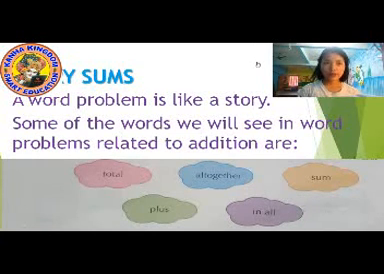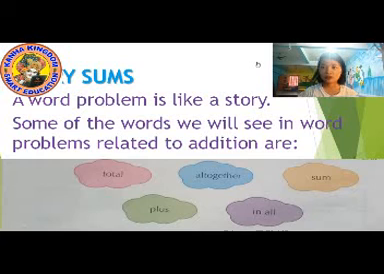Now we are going to learn a story sum. A word problem is like a story. We have to read it carefully to understand what it says and then do the addition of the numbers to find the sum. Some of the words we can see in the word problem related to addition are total, altogether, plus, in all, or sum. All of them mean the same.